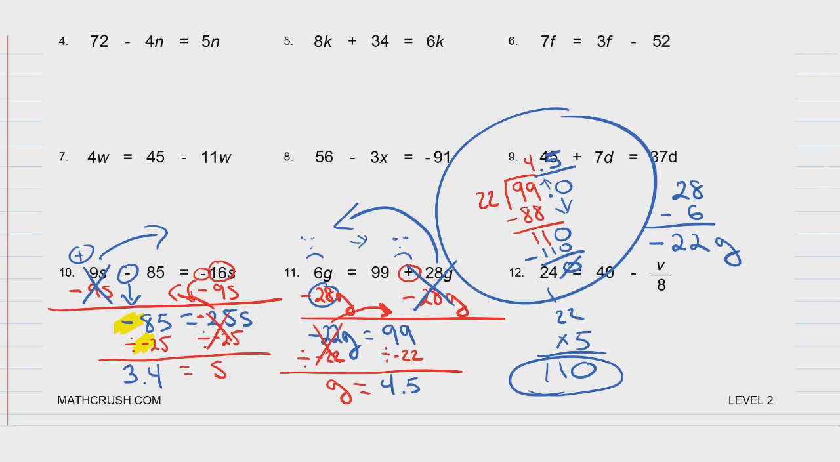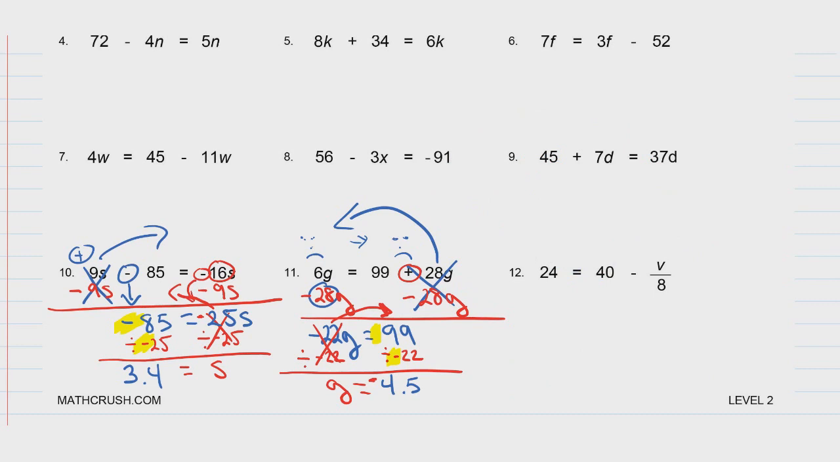But you're not finished yet, because right here you had a negative number and a positive number, and when you're multiplying and dividing, if you only have one negative, the final answer will be negative. So this is a negative 4.5.